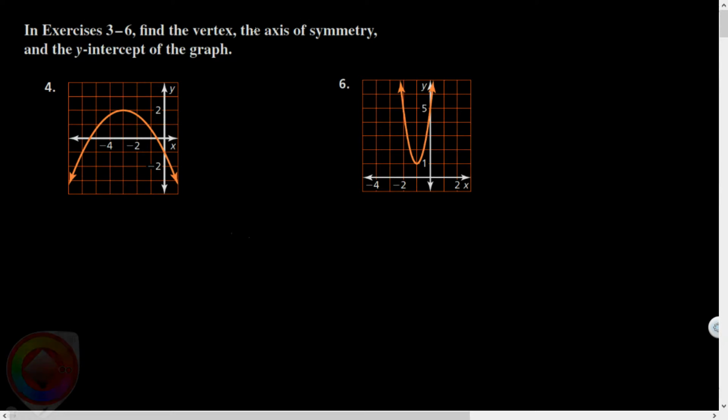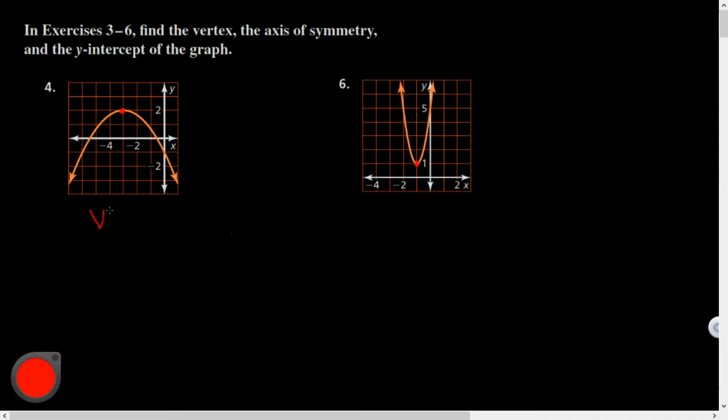So I'm just going over the homework here. This asked us to find the vertex, the axis of symmetry, and the y-intercept of the graph. The vertex for these occurs where the curve changes direction, right? So this one was increasing and now it's decreasing. This one was decreasing and now it's increasing.